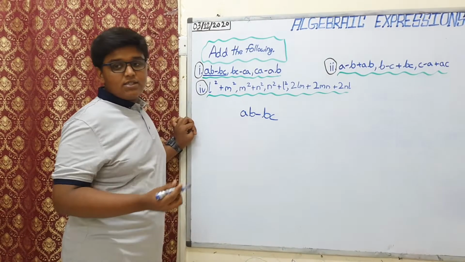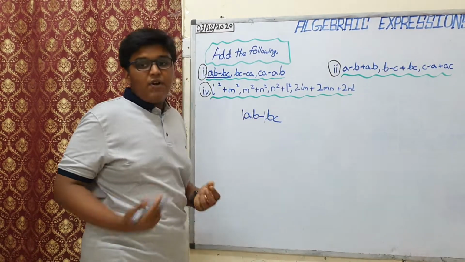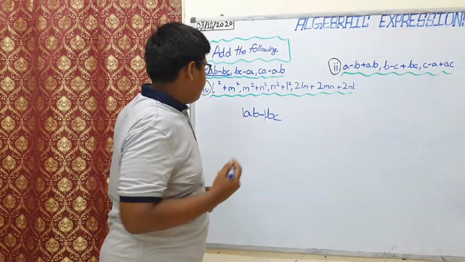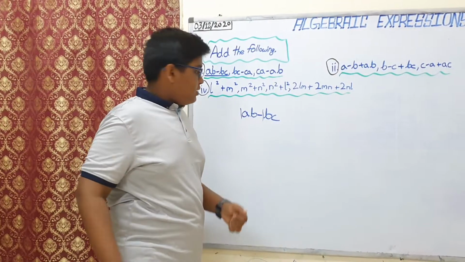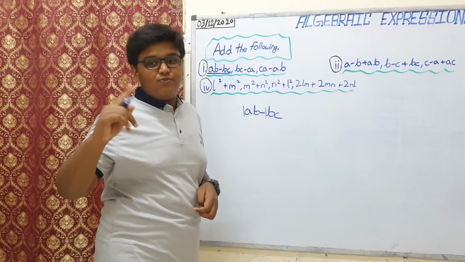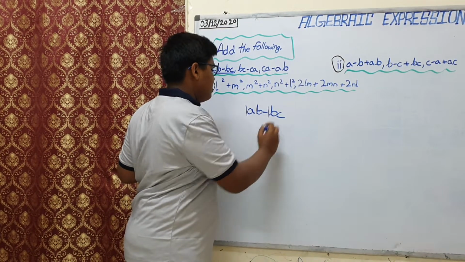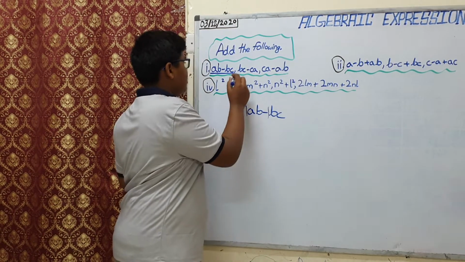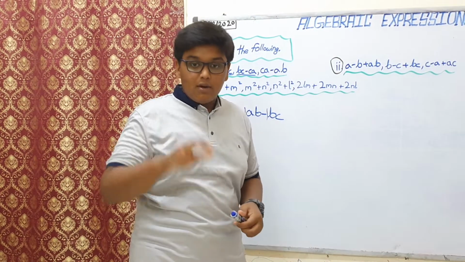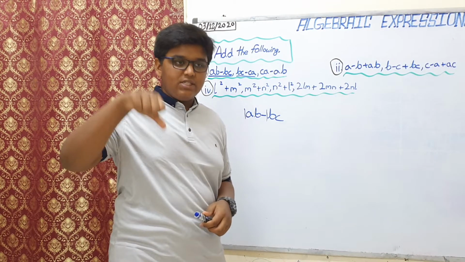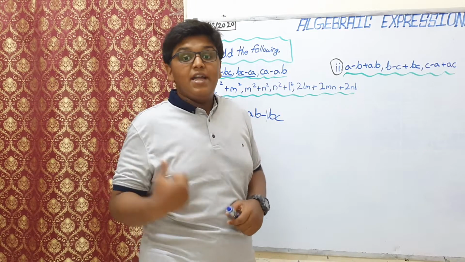Now we have to write 1 here and 1 here. But why? Because if there is no value for a variable, then we write the constant as 1. So that is 1 AB minus 1 BC. Then BC minus CA. Now what we have to do is write all the same variables in the same line, which we can call like terms.